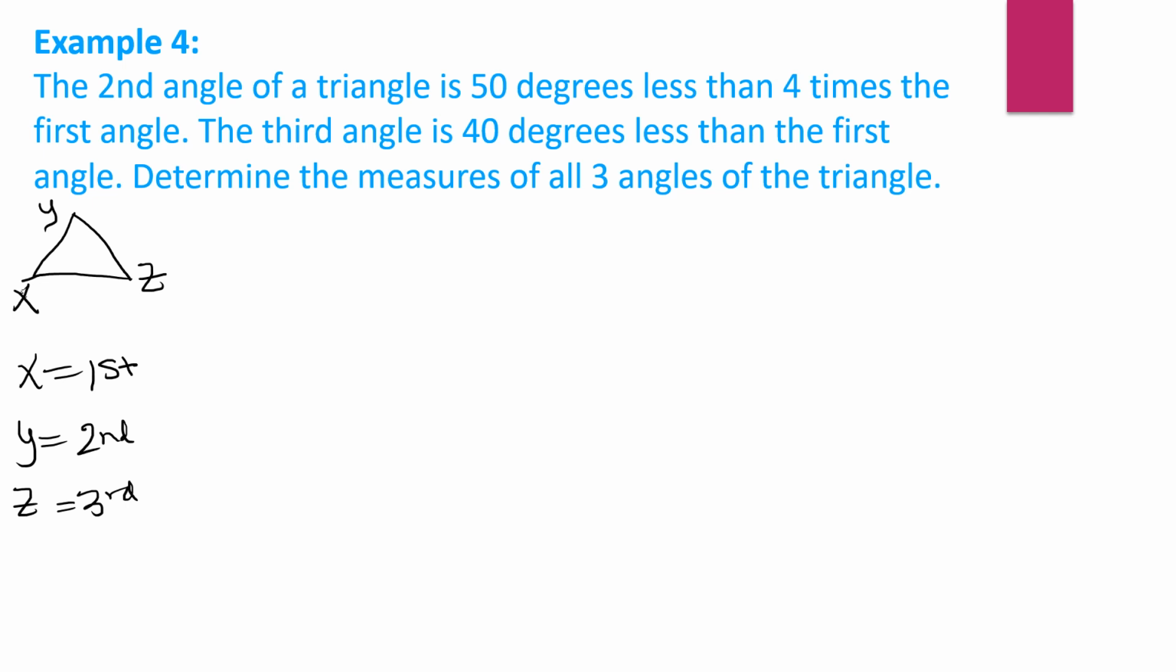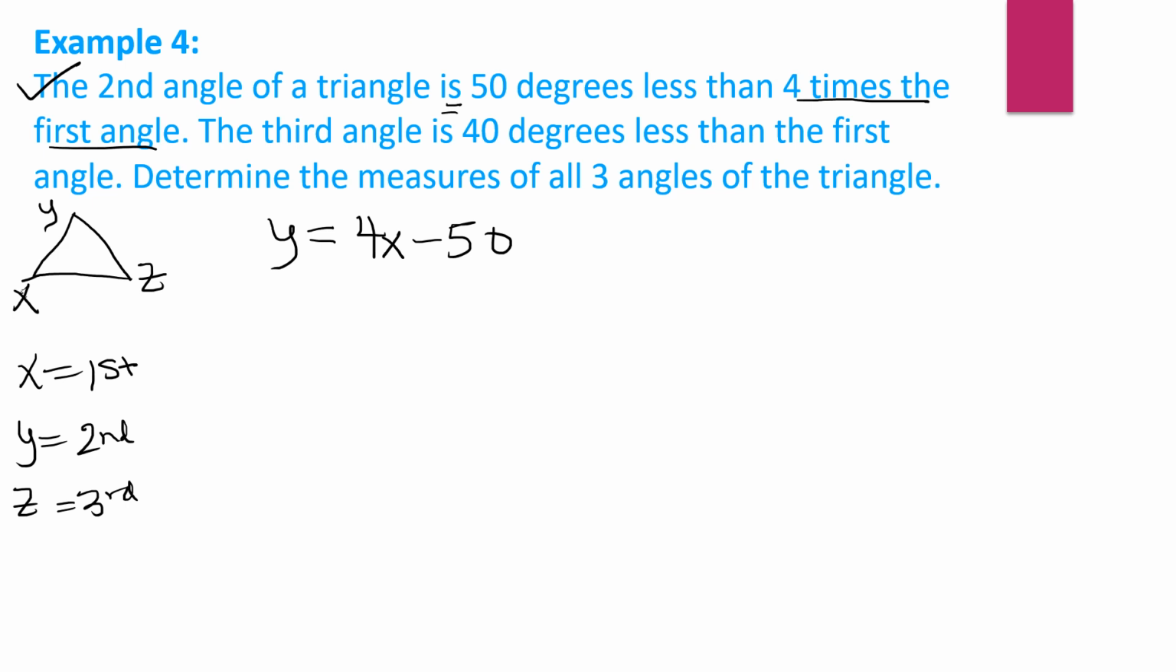So the first sentence: the second angle, that's Y, of a triangle is, "is" always means equal, so Y is 50 degrees less than 4 times the first angle. So you really need to do 4 times the first angle, 4 times the first angle is X, and then subtract 50 degrees less, so then subtract 50. Okay, so there's our first equation. Check, that one is done.